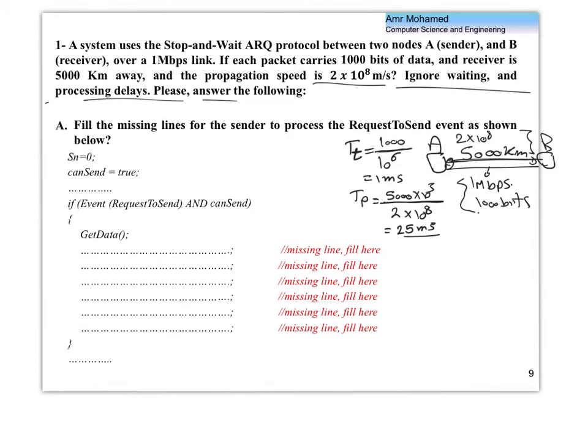Which means that the propagation delay is very significant. That's, of course, because 5,000 kilometers is too long. Okay? So this is like an undersea cable or something.